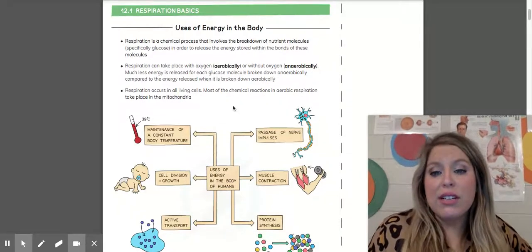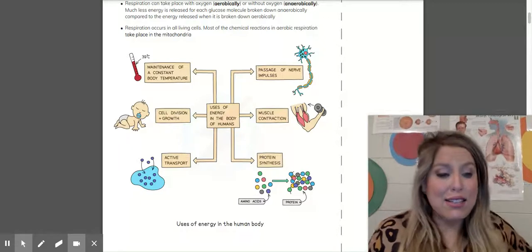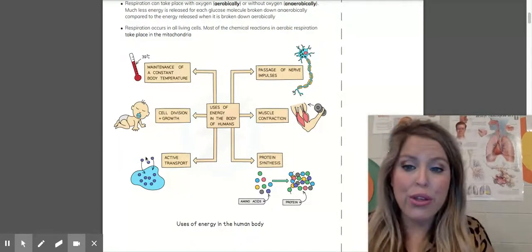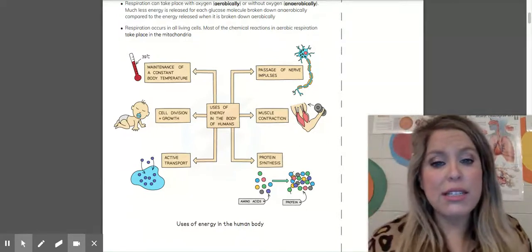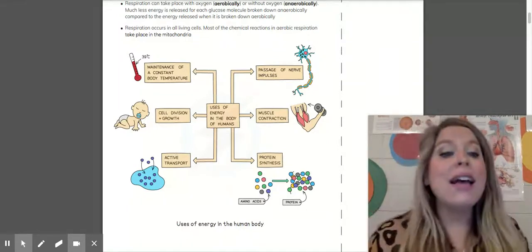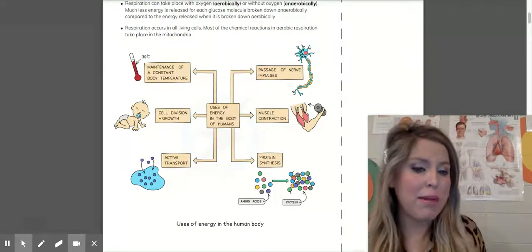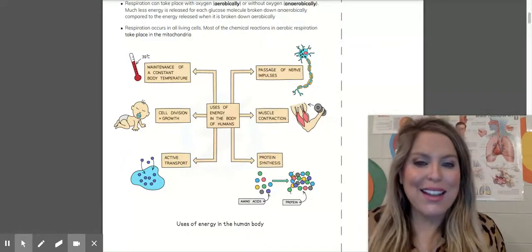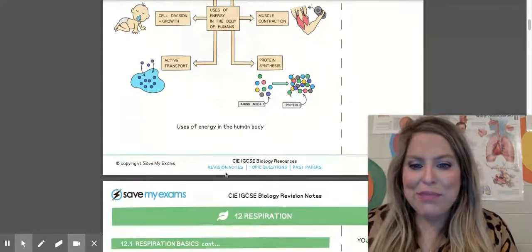Now, for uses of respiration in the body, we have a nice little depiction here. Maintaining constant body temperature, also known as homeostasis, cell division and growth, active transport, the passage of nerve impulses, muscle contraction, as well as protein synthesis, which is the creation of proteins from amino acids, which we'll look into in a few weeks, and it's one of my favorite areas that we get to study this year.